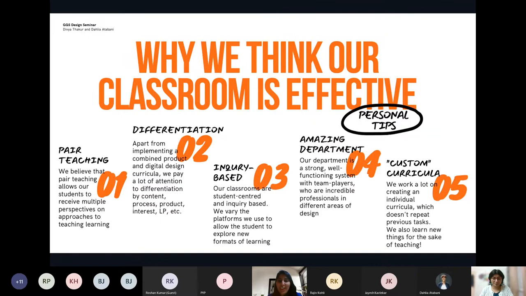Amazing department. That is one of the points that is more attractive in all of them. So we have an amazing department in which we have teachers from different areas, let's say from digital design, product design, graphic design. So what we do, we always share our ideas with each other. We design our classes, we work on our lesson planning together and come up with a lot of ideas. We share our ideas with each other and take everything in a positive manner.